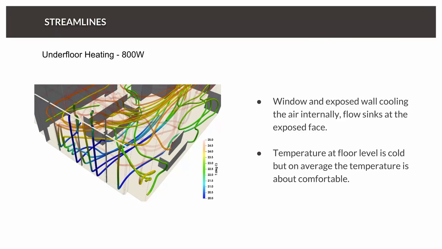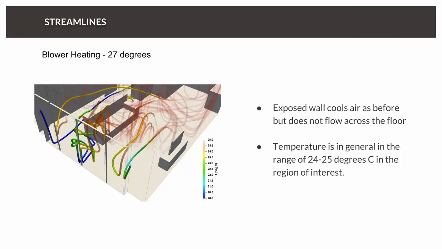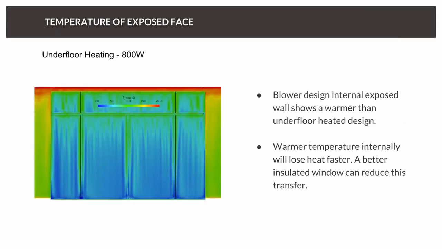So the hot air is rising from the floor, and then it's hitting the cold wall, cools down, and then it sinks. And if we use blower heating, the whole air inside the room is much better mixed. We have enhanced mixing and not only the natural convection. And you can see that less of the flow is streaming on the cold wall.